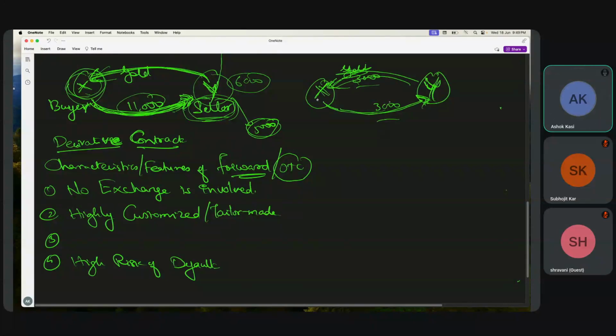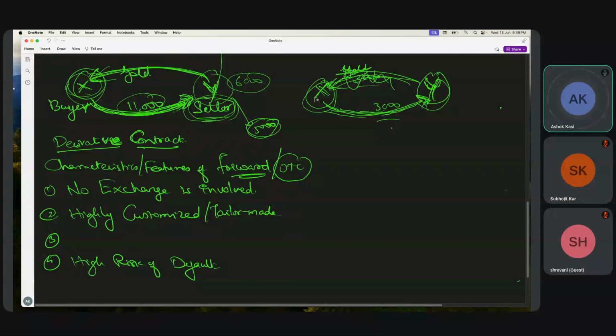Why? Because they both have each other's 3,000. It is not possible that only Mr. X is paying Mr. Y, because X will say, I don't trust you, you also give me money. Just like you don't trust me and you are asking money from me, even I don't trust you, you also give me 3,000. That means the risk will stay there only. So moral of the story, this advance payment is not possible here.